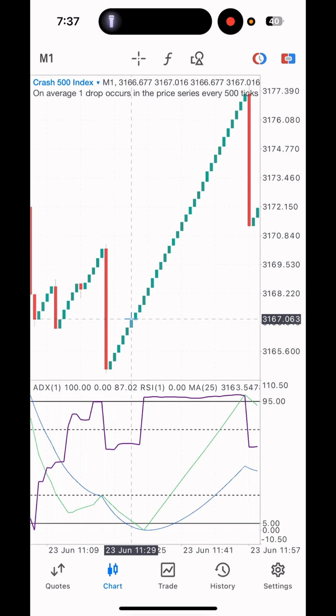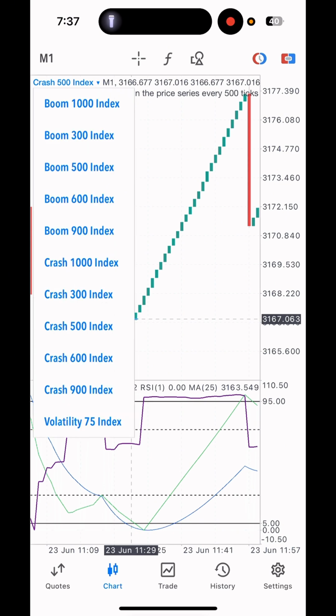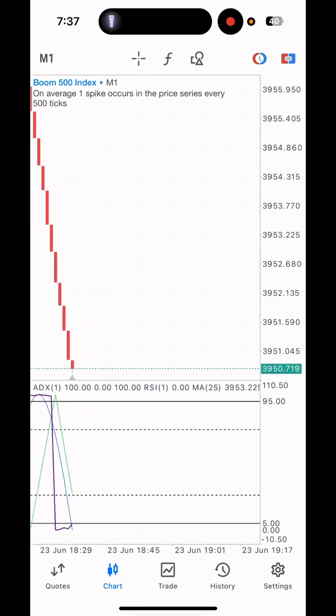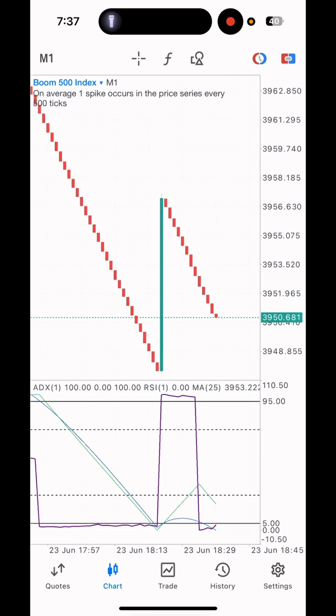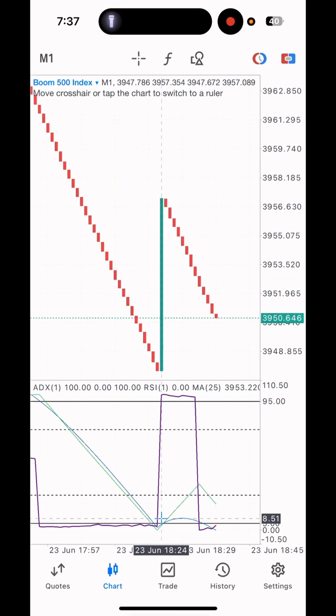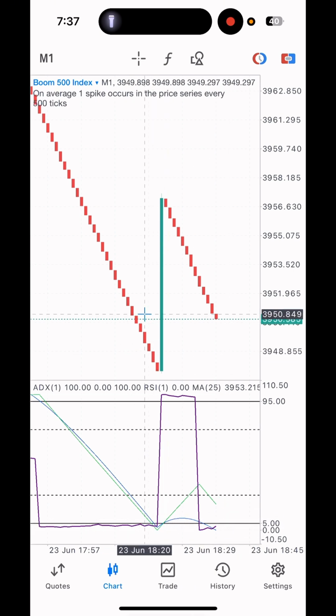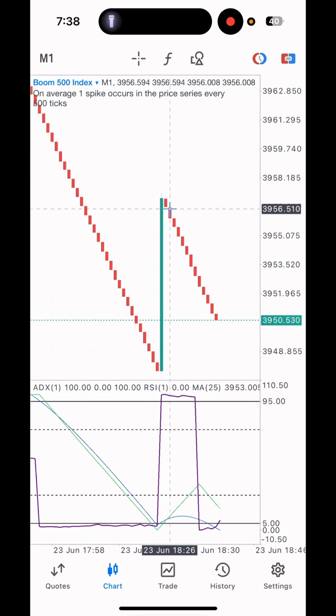Okay, now let's go over to the Boom market. Let's go over to the Boom 500 index to show you that this strategy also works on it. So you see right here, price is at level 5. At this point there was a spike. Immediately you saw that these two lines were getting below level 5, and you immediately place your buy on the bull market.